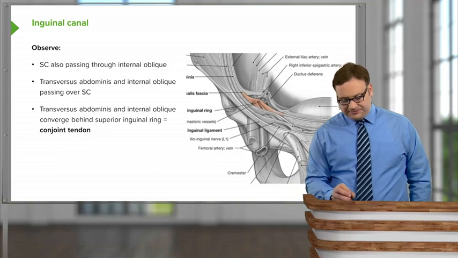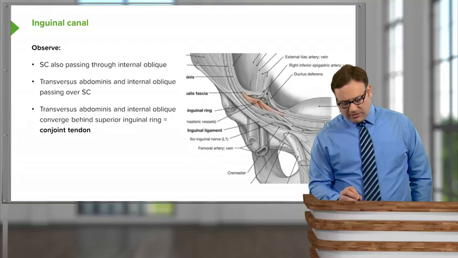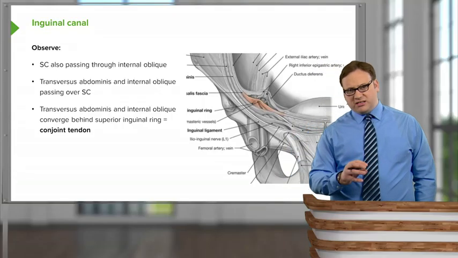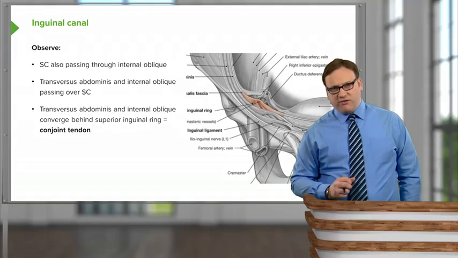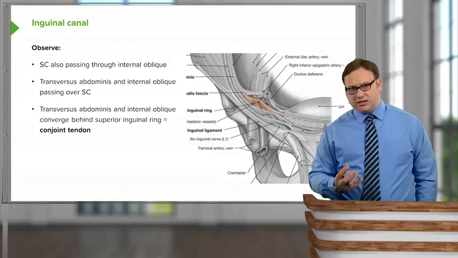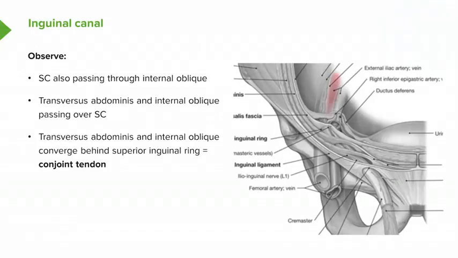Now, these structures vary subtly as we go from the lateral to the medial aspect of the inguinal canal, and they vary depending on exactly where you are in the inguinal canal. But that paints a general picture that is probably sufficient for the majority of you to understand that we have these layers that the testes passes through.